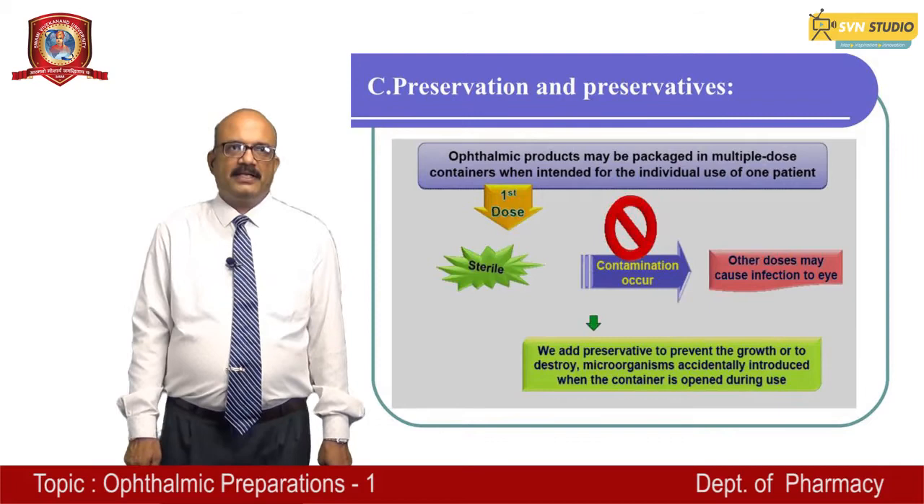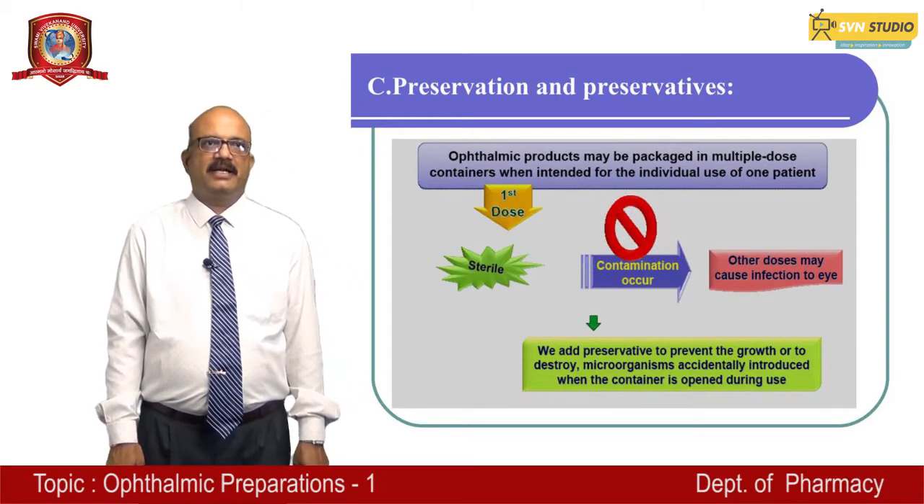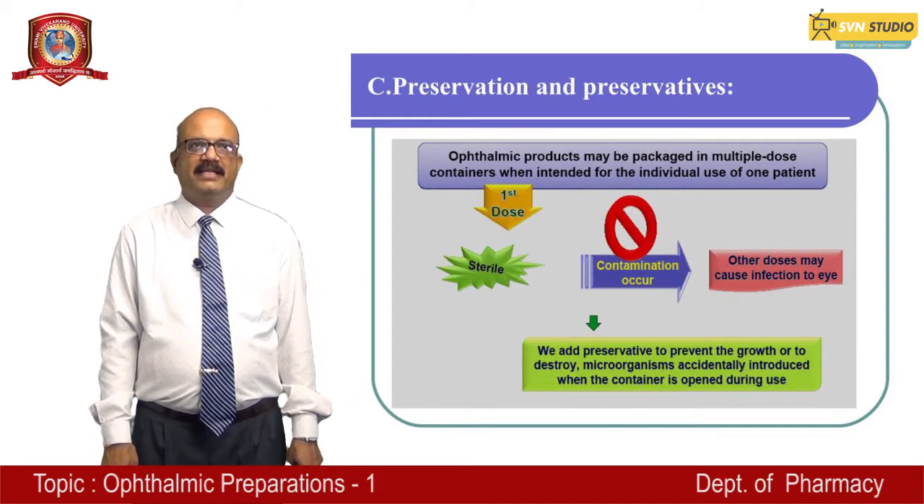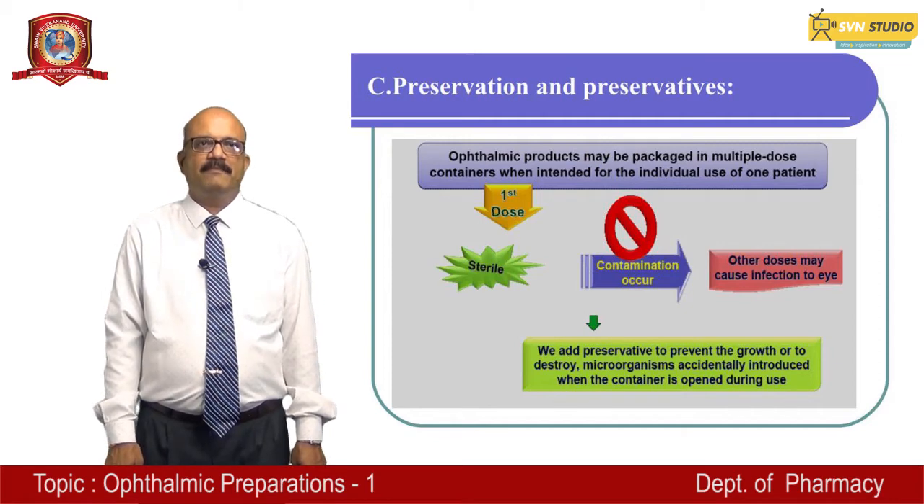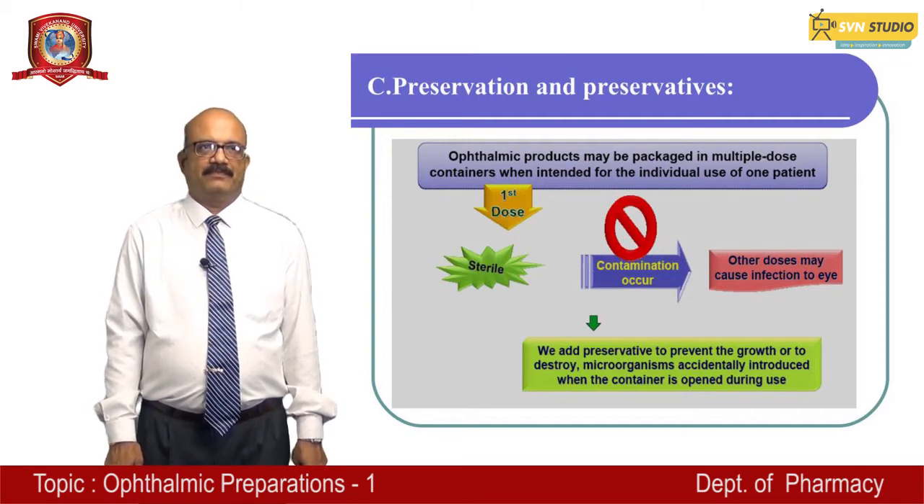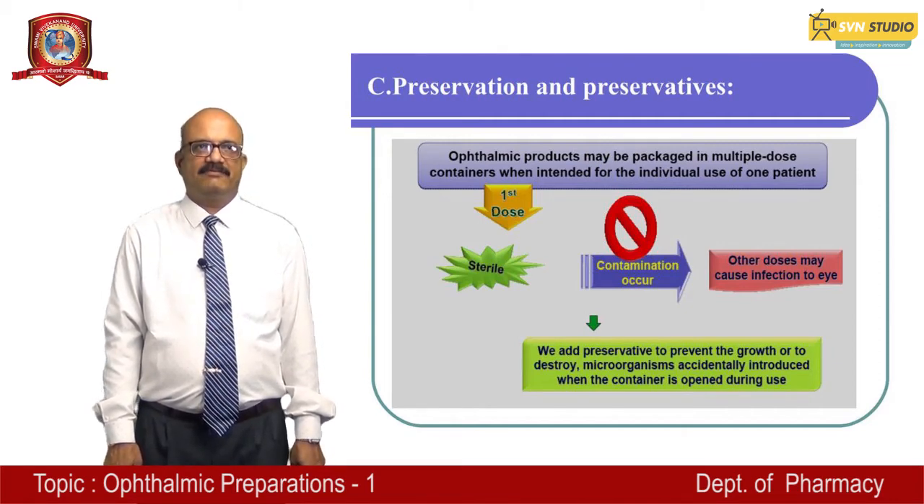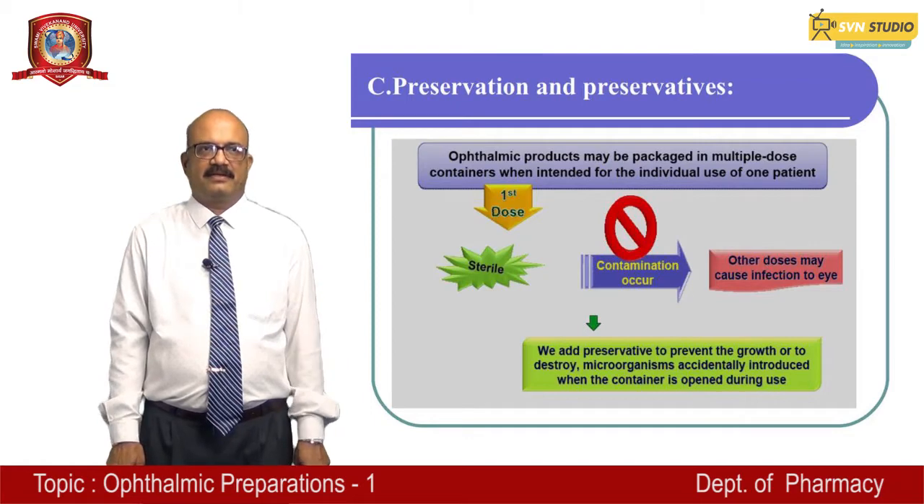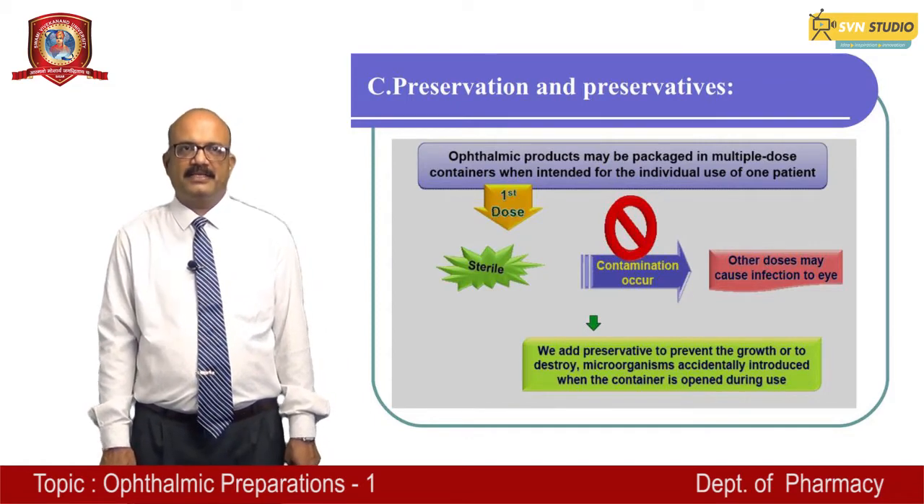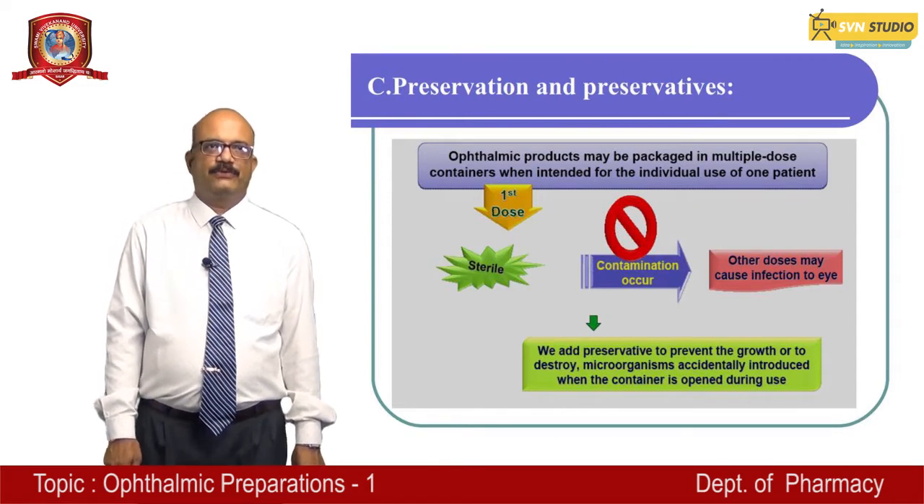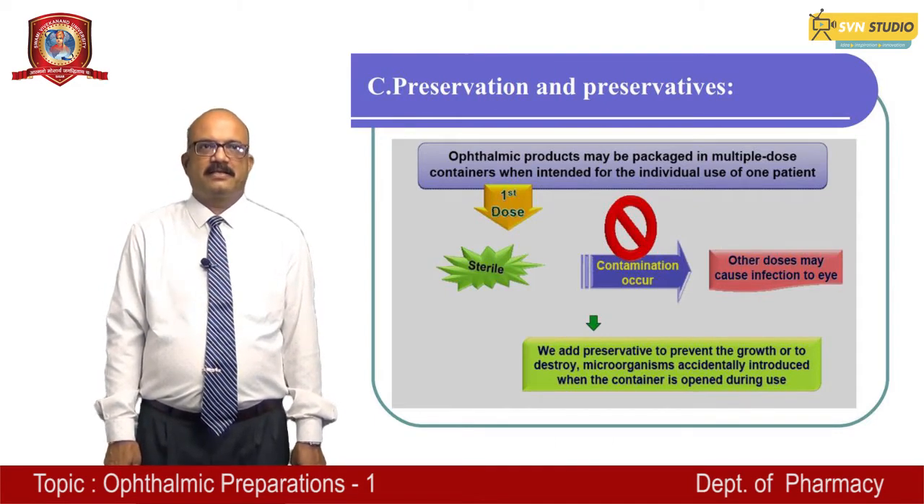Ophthalmic products may be packaged in multiple dose containers when intended for the individual use of one patient. As you can see in this slide, the first dose given is sterile. If, due to some problem, the intactness of that product is not maintained, contamination may occur, and due to that the other doses may cause infection to the eye.